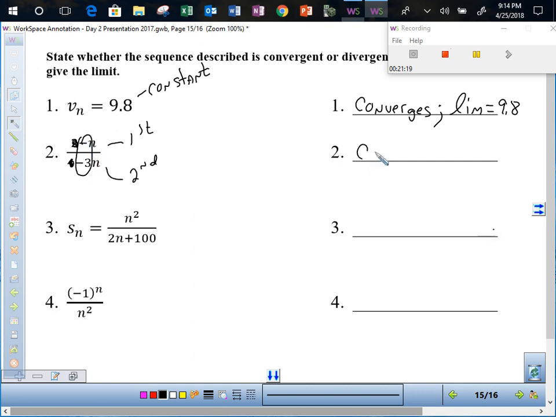So in this case, this converges, and it has a limit of -1 over -3, which is 1/3.